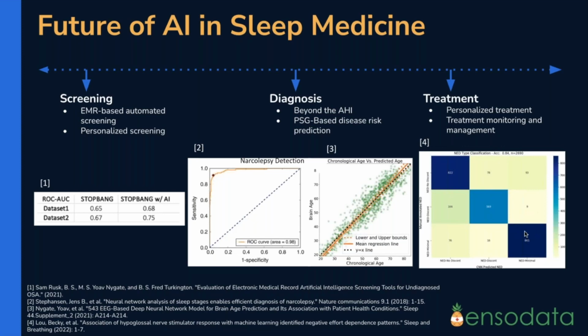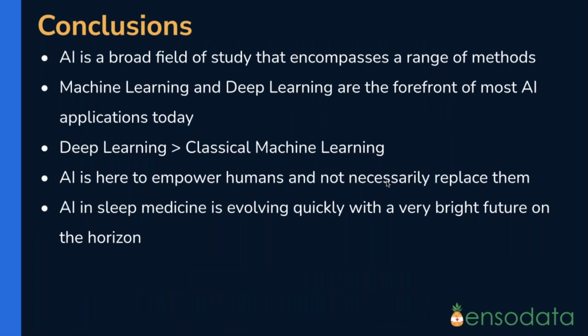And this makes sense because NED minimal has been found to be associated with the retroglossal collapsing of the upper airway, which makes sense for hypoglossal nerve stimulation, because that is the exact area that is being targeted for that specific treatment. All right, so that is pretty much it.